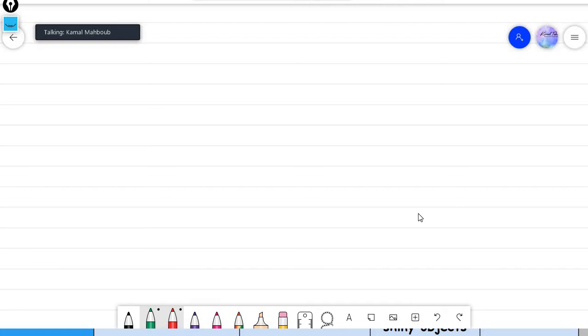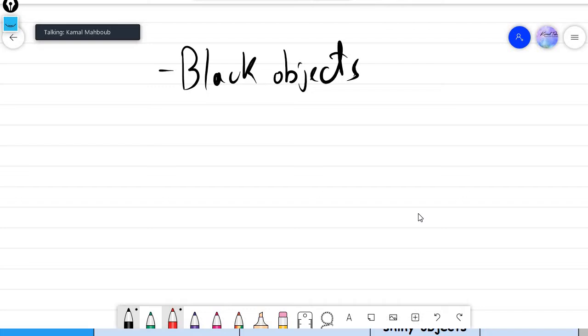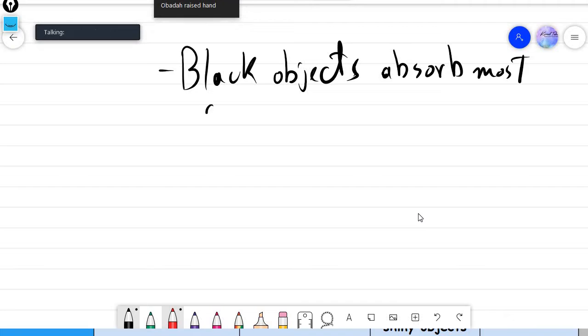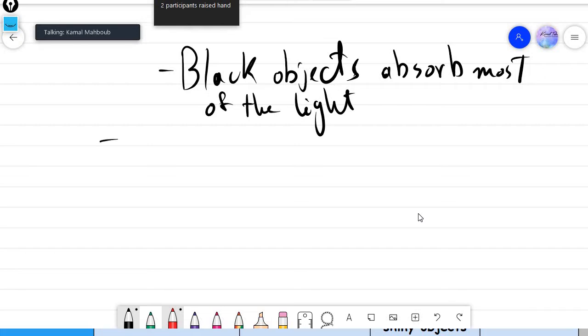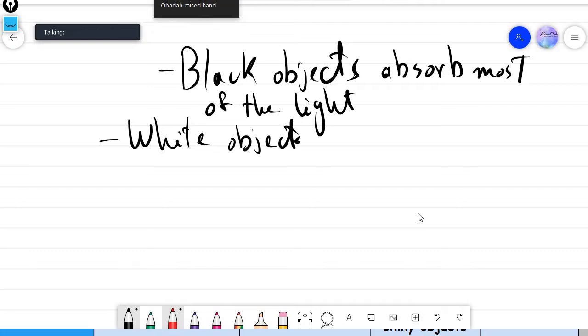Let me ask you a question, my dear friends, to see if you understand or not. Now, we said that the black objects absorb most of the light. Okay? And on the other hand, the white objects reflect most of the light.